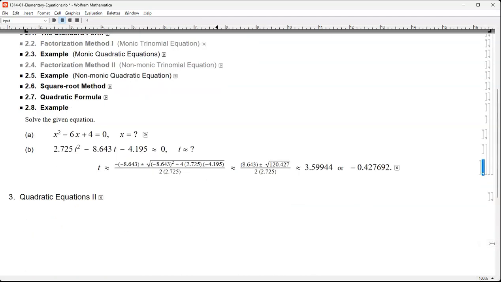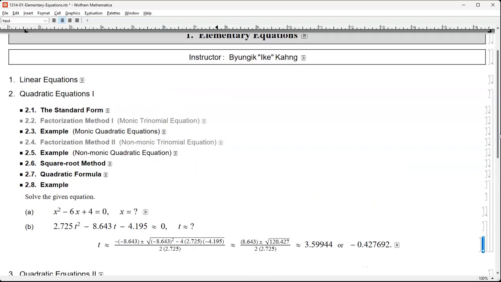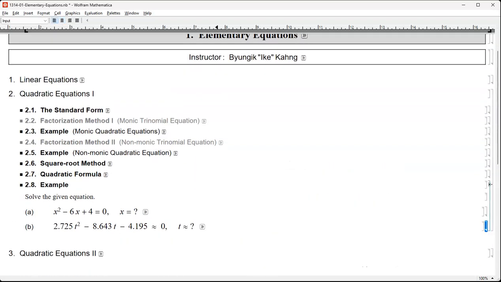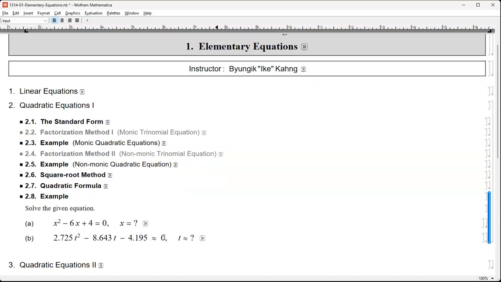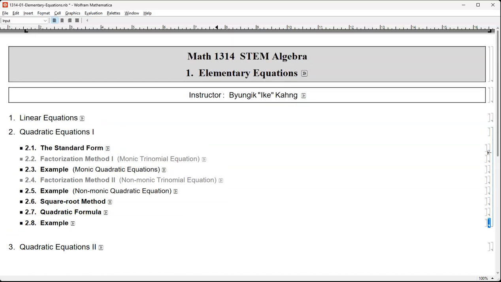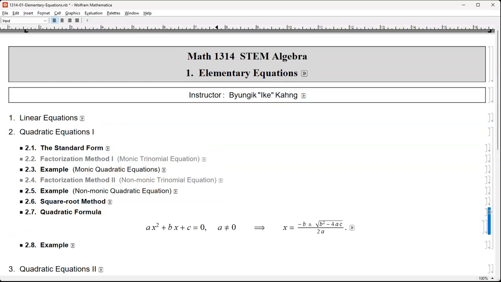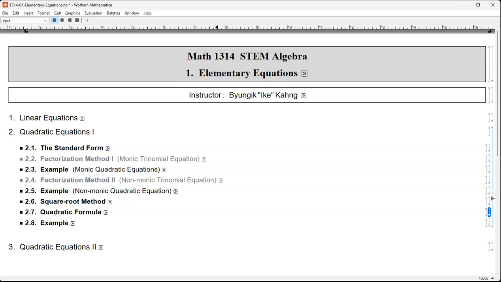Anyway, a surefire way to solve any quadratic equation is the quadratic formula method. And I did that before anything else because I wanted to make sure that everybody can do a quadratic equation, every quadratic equation, including something complicated like this. As for the derivation of the quadratic formula, I'm not going to do that here in this course.